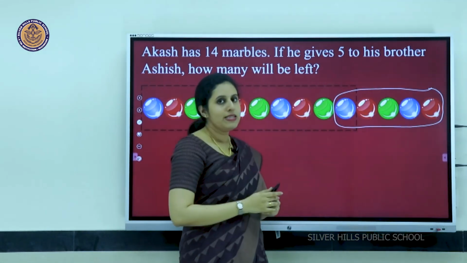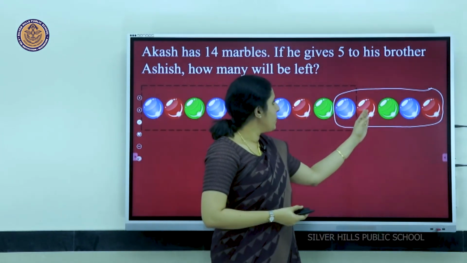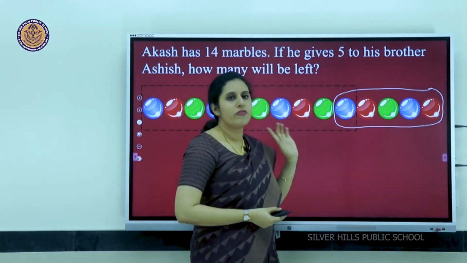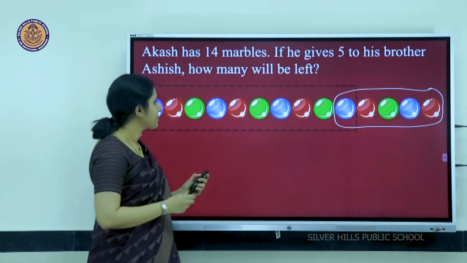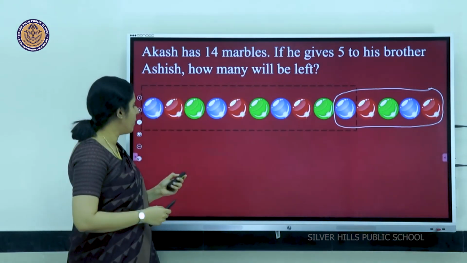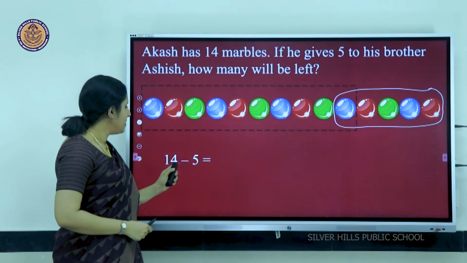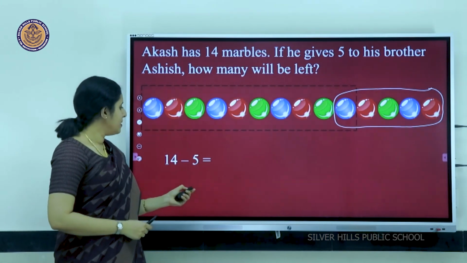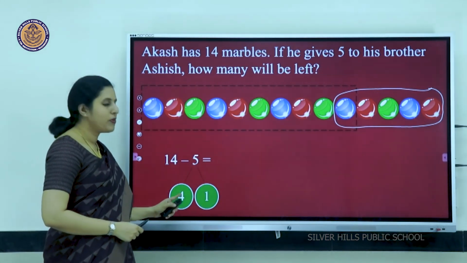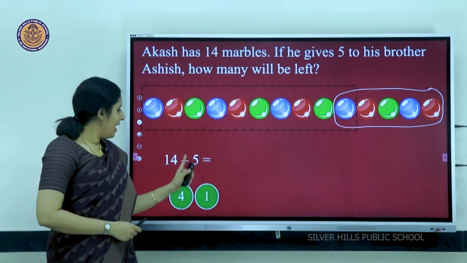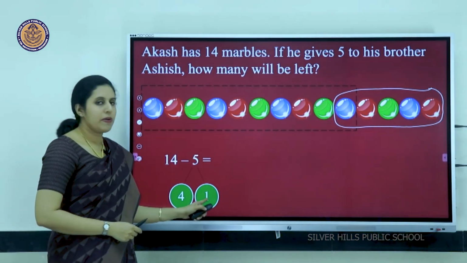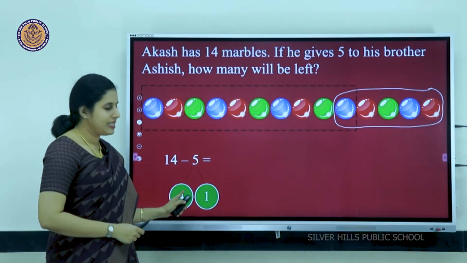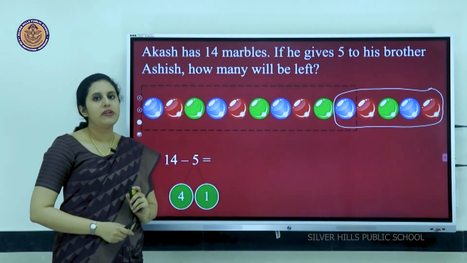See, 5 marbles anyway have to be taken out. So, what I am doing here is 4 from the ones side I will take, also 1 from the 10 group I will take. How do we write all this as a number bond? Let us see, 14 marbles, from that 5 marbles are taken away. To take away 5 marbles, first I have taken away 4 marbles from the ones side and then I have to take 1 away from the 10 group.